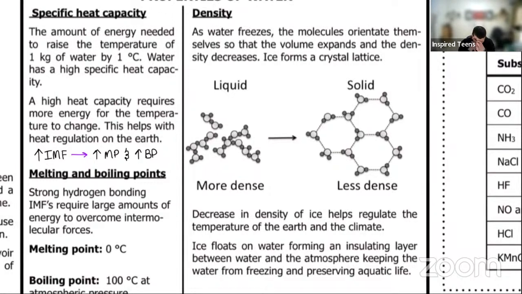Okay, so if you think of, I found this on the web. If you think of Antarctica, any place where there's ice on a top layer of water, that's the reason. Ice floats on water, forming an insulating layer between water and the atmosphere, keeping the water from freezing and preserving aquatic life. Otherwise, if all the water would freeze below the surface, there's no place for the fish to swim.